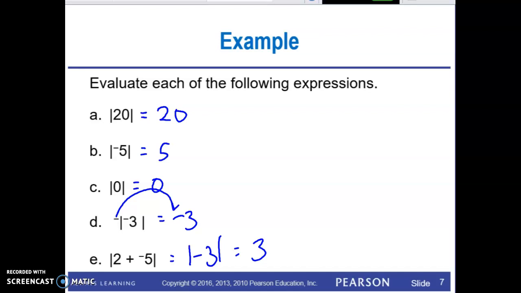What you do not want to do here is think about this in your head like this. You can't quote unquote distribute an absolute value. 2 plus 5 would be 7, but this question and question E are not the same thing. This question has the absolute value on each of the numbers and then we're going to add them. This question says I want to add the numbers and then take the absolute value of the sum that I get.